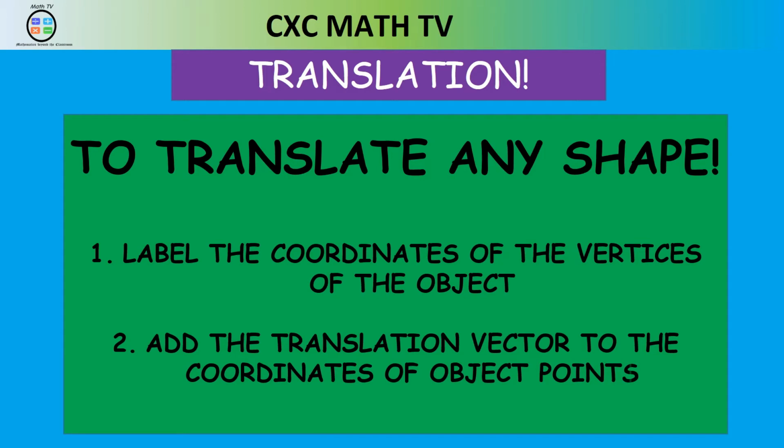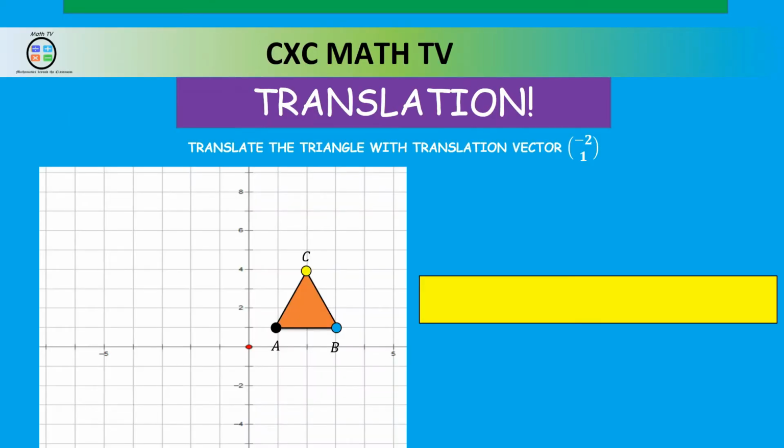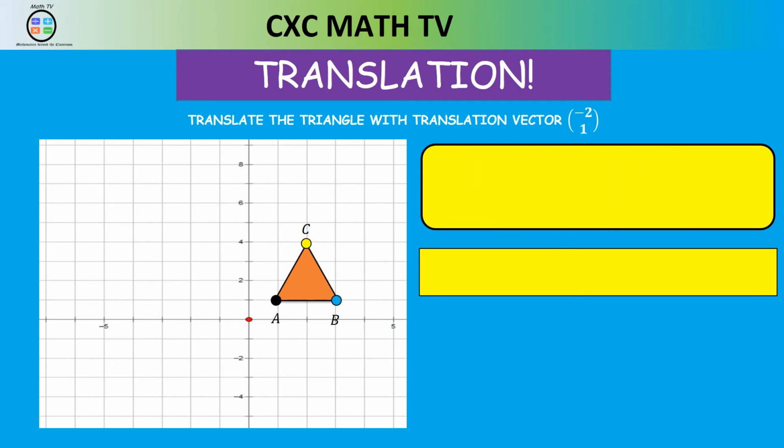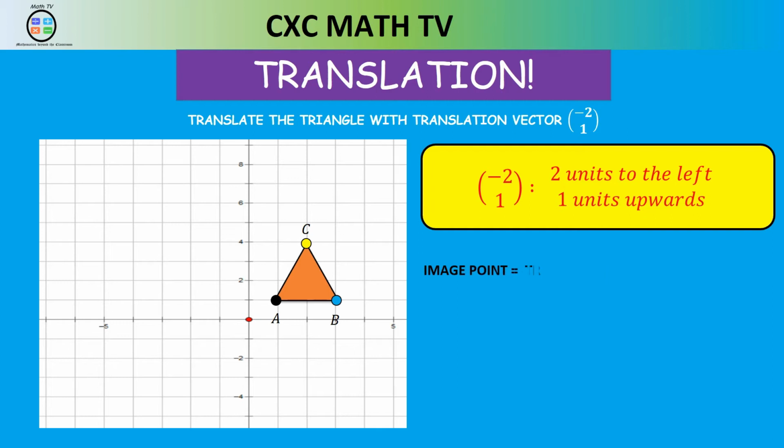Let's go back. The triangle right there, ABC, we know that the coordinate of A is given to be 1, 1. The coordinate of B is given to be 3, 1. And the coordinate of C, the yellow dot right there, is 2, 4. Now, if you look at the translation vector, -2, 1, that means that we're moving the object 2 units to the left and 1 unit upwards. So all we're going to do is say that the image point, which is the new point when we shift the object, is going to be equal to the translation vector plus the object point.